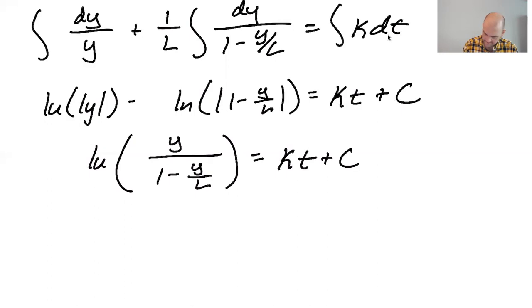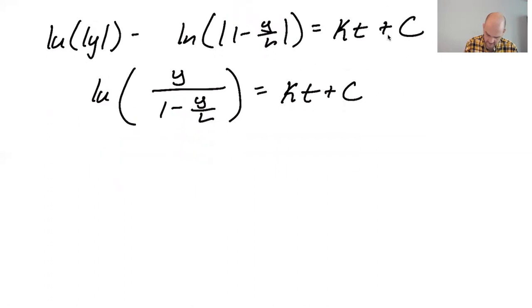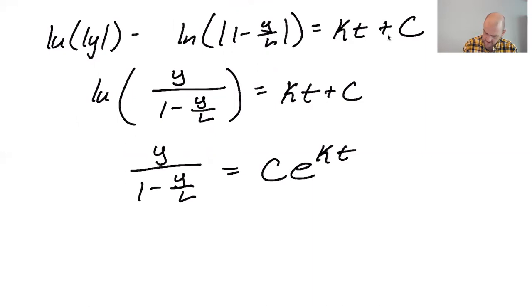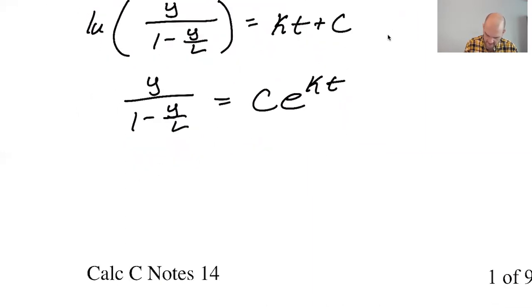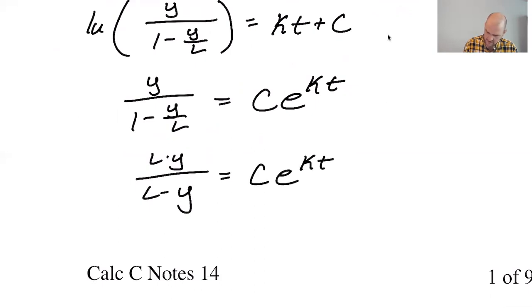Kt plus c. All right, exponentiate. Y over 1 minus y over L is equal to a new value of c e to the kt. All right, if we clean this up, we would get L times y over L minus y equals c e to the kt. So far, so good.